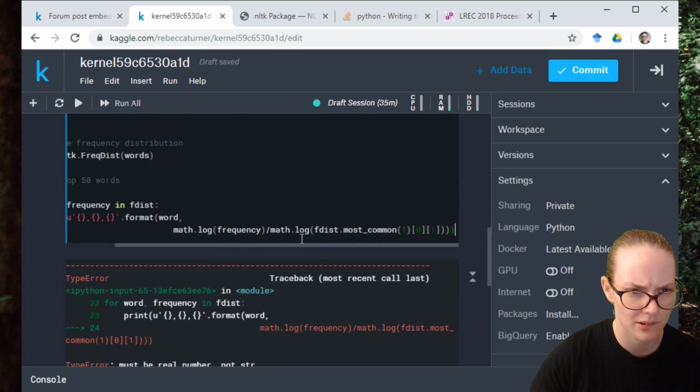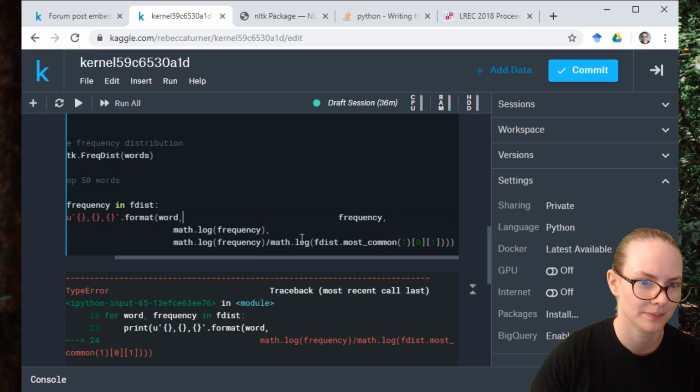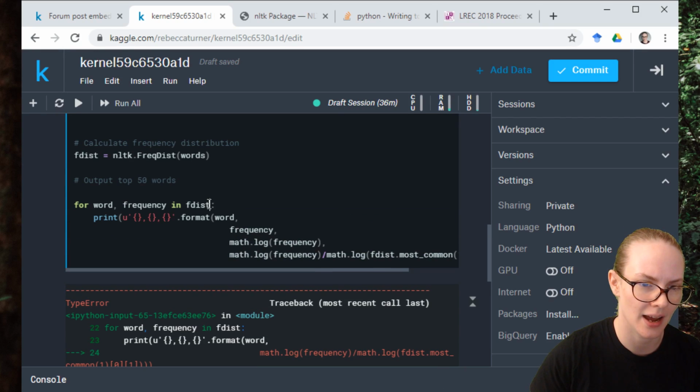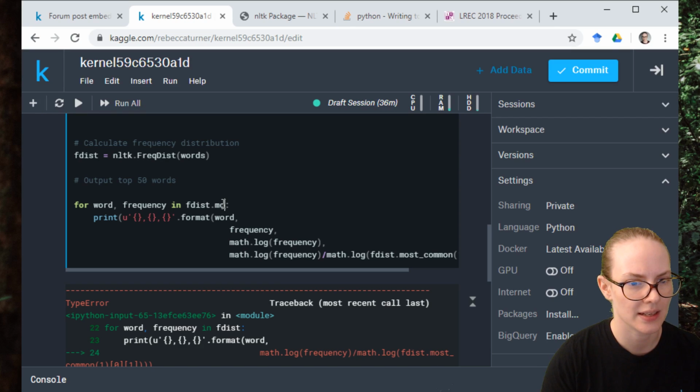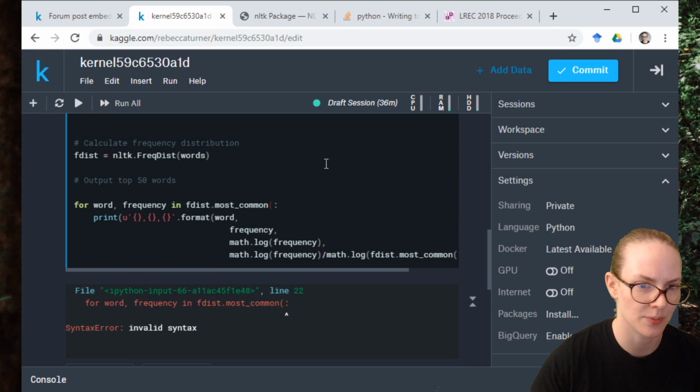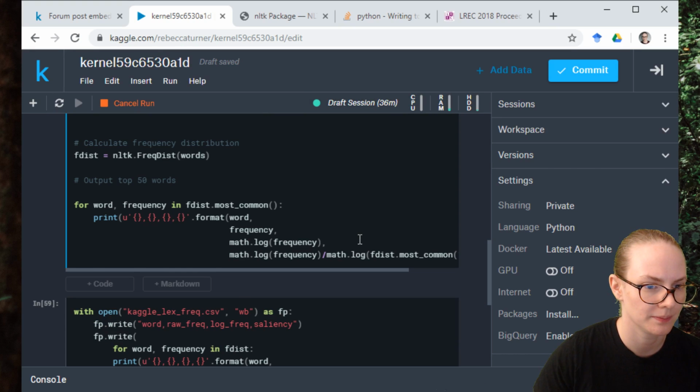Oh, you know what the problem is? Let's see, most common. I think it's because we didn't use the most common function to get the information out. I think that's the difference. And this back in. All right, this should work. Yeah, there we go. Excellent.